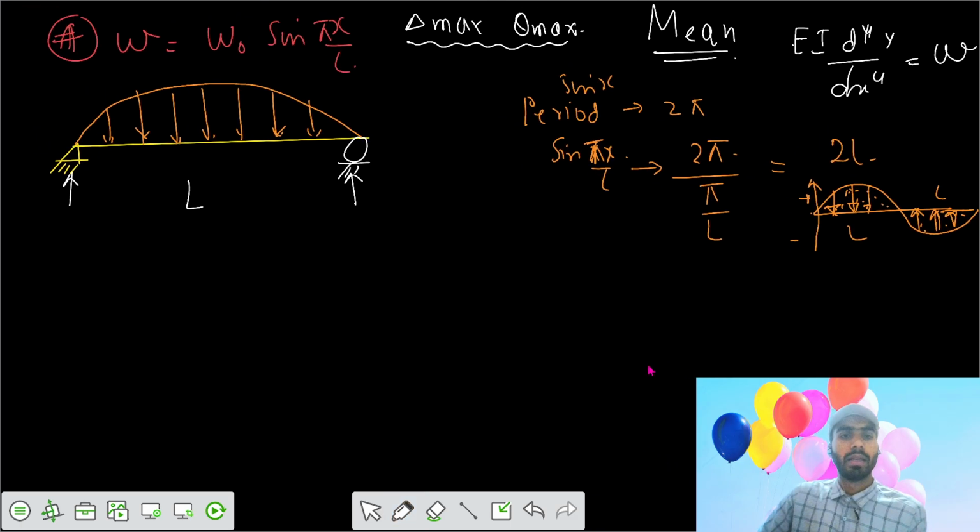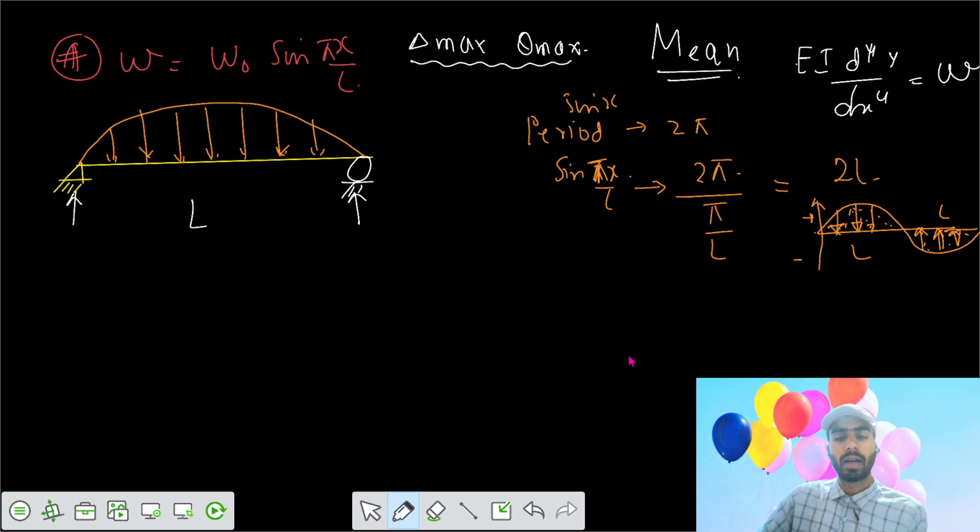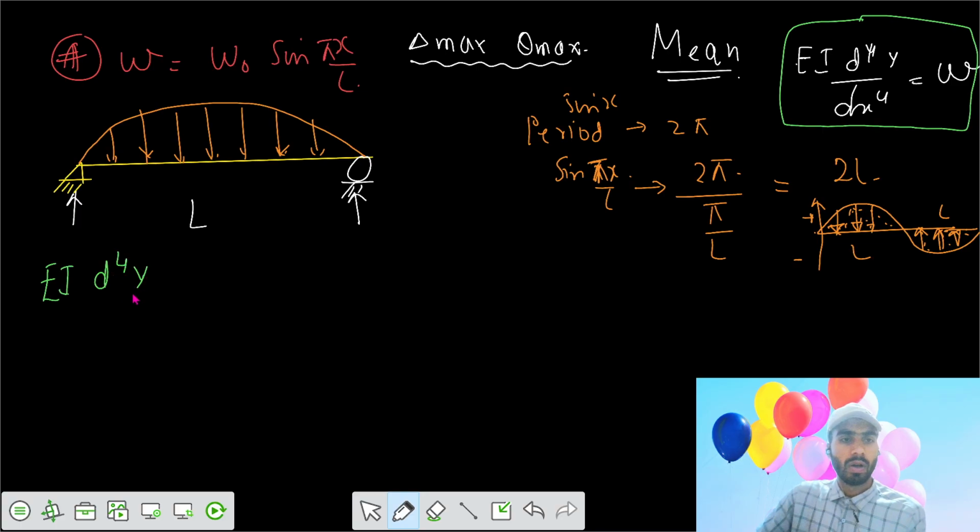Let's say we have the standard relation that EI d4y by dx4 equals your loading intensity. Let's write that equation. EI d4y by dx4 equals your loading intensity. The loading intensity, say here we kept it downwards. You could have also kept it upwards, but then your values, the deflections, would change. For this case we have deflection downwards, and if you said the loading was upwards, your deflection would have been upwards. So that's the only difference.